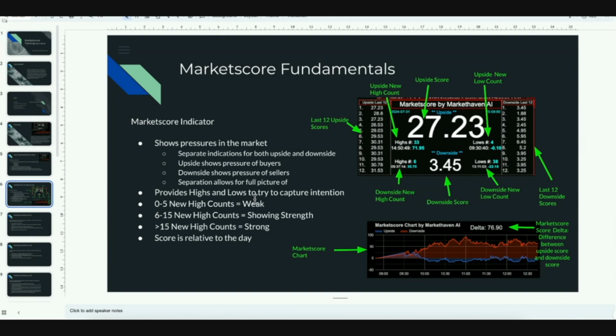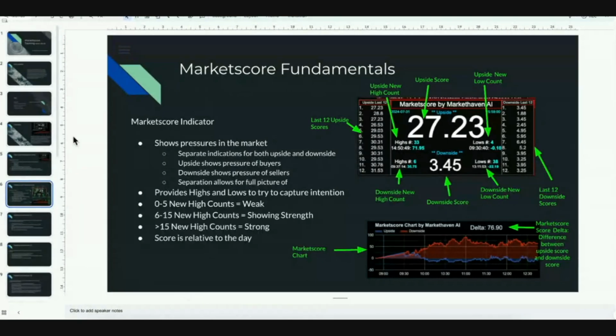Okay, for a weak representation, 0 to 5 new highs is weak. So this one with a 6 is not weak, but it is not strong. 6 to 15 counts as showing strength, meaning it's giving indications of potential strength, but it doesn't mean that it's strong. And then greater than 15 counts as strong. And the score is relative to the day, meaning that there are days when the scores don't get really high. And that typically means that there's not a lot of volume and it's just not necessarily moving as dramatically in order for buyers to be able to buy and things along those lines.